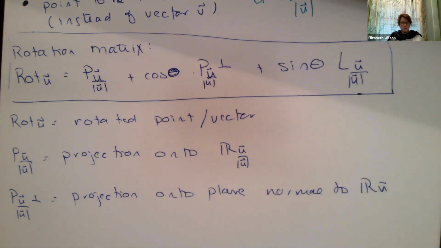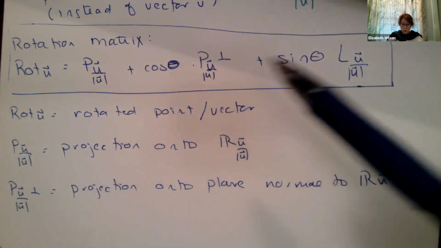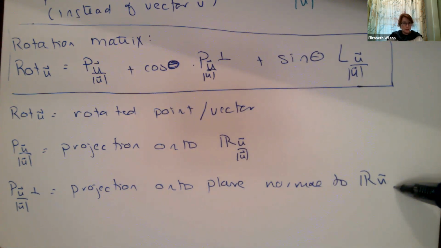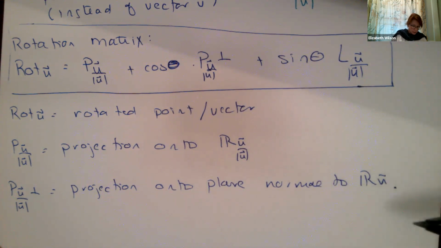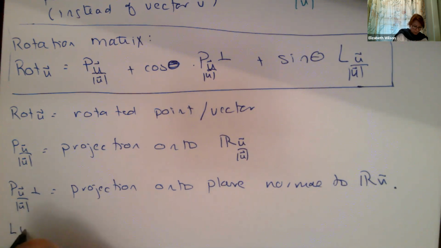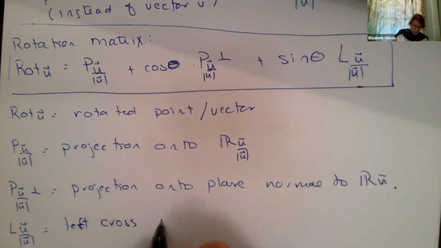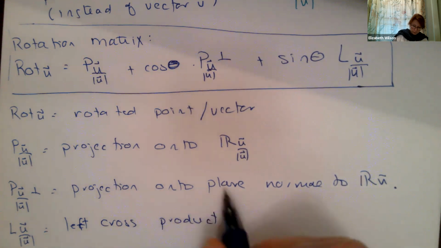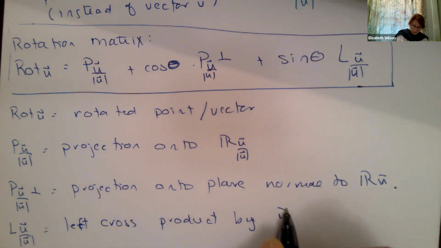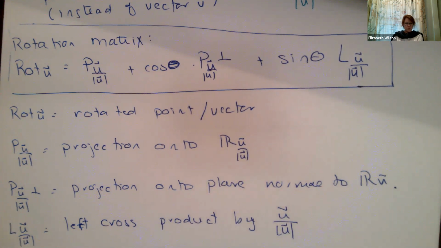So remember how we do this, we're projecting onto the plane that's normal to the line that we're rotating around, because we're using projections in order to do this, right? So projecting onto the plane that's normal to this line that we're rotating around. That's what this projection onto U perpendicular means. And this is a left cross product, by our unit vector.